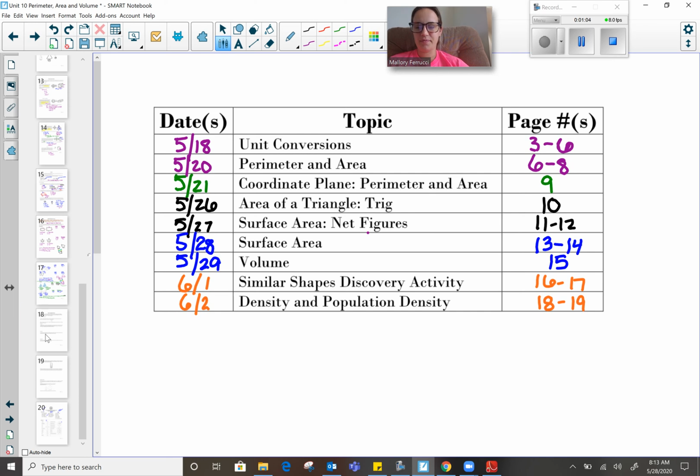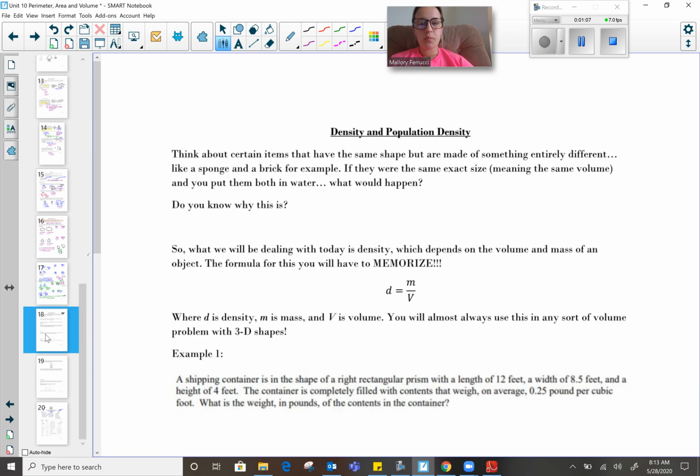Okay. So let's get to page 18. Think about certain items that have the same shape but are made of something entirely different, like a sponge and a brick, for example. If they were the exact same size, meaning the same volume, and you put them both in water, what would happen? The sponge floats, and the brick sinks. That's because they have different densities.